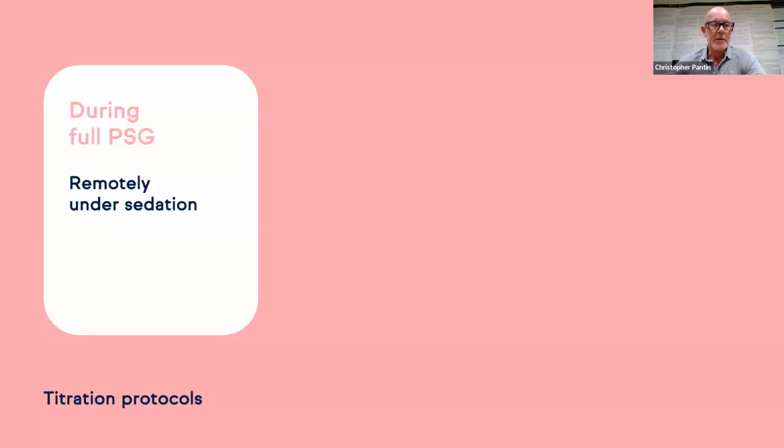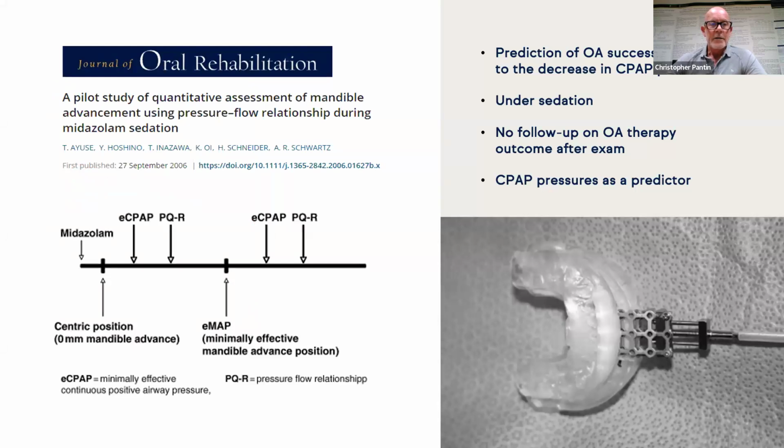Okay, so now we're going to look at remotely under sedation. This is not a feasible thing to do to every patient with a mandibular advancement splint. But what it did do was tell us about predicting oral appliance success by looking at the decrease in CPAP pressure. The patients were sedated, and the idea was that the CPAP pressure required to keep the airway open would decrease as the mandible was moved forward.